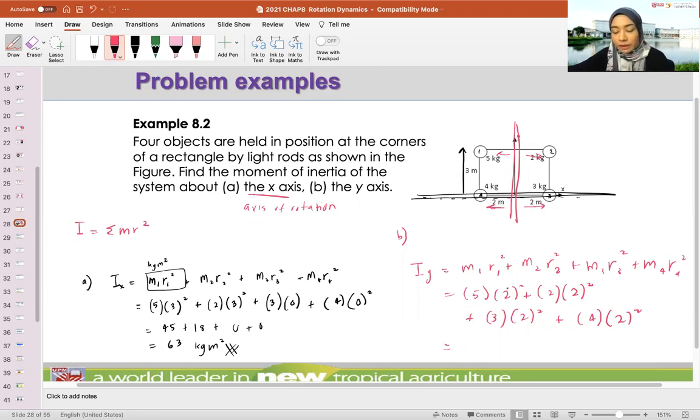So now we have 5 times 4. Lazy to calculate. 2 squared is 4. 4 times 5 is 20. 4 times 2, 8. 4 times 3, 12. 4 times 4, 16. 16, 12, 28, 36, 56. Hopefully. Okay, so they are different. It's the same particles, right? But the axis of rotation is different, so it would give you a different moment of inertia. This example demonstrates that.